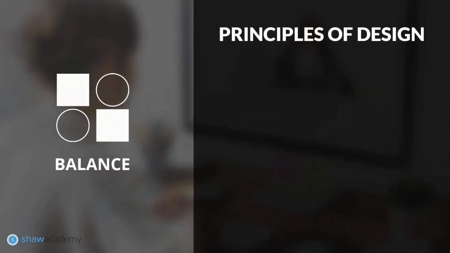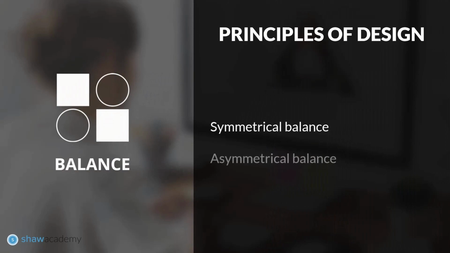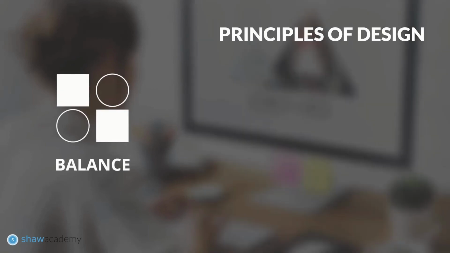Balance can be achieved in two ways: symmetrical balance as well as asymmetrical balance, as long as each side carries equal weight. As the name implies, symmetrical balance is when the two opposing sides are reflections of one another. Asymmetrical balance, on the other hand, is when the two opposing sides are unequal but still form a balance. This is usually visually more pleasing.